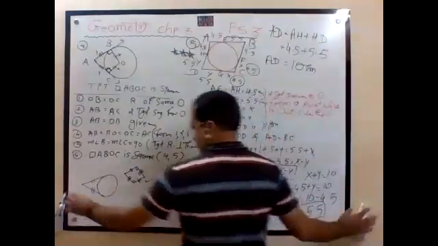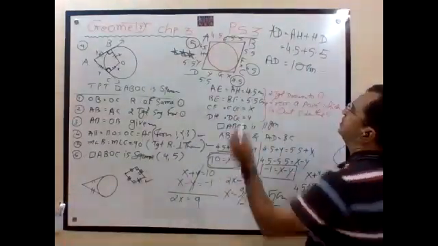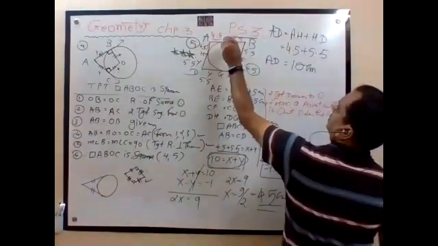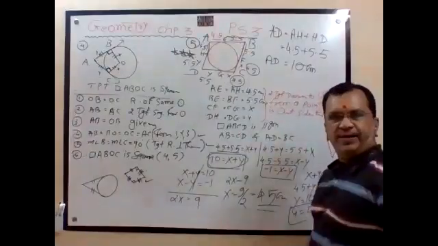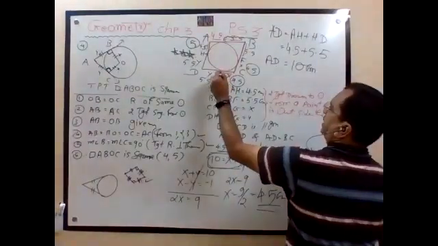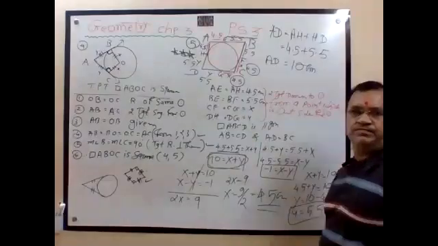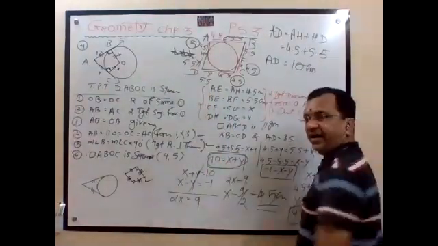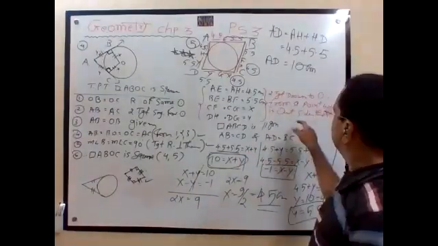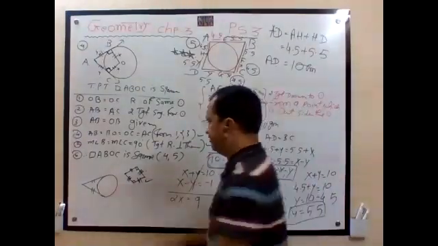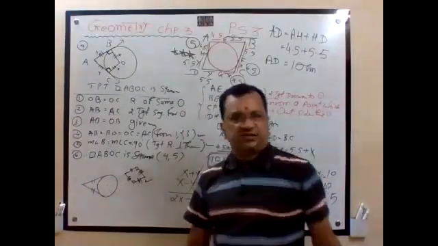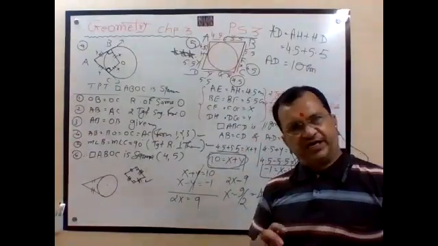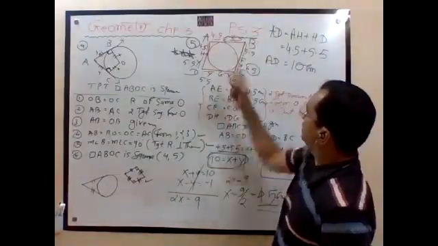Again, this is 4.5, so this is also 4.5. This is 5.5, so this is 5.5. This is X, so this is X. This is Y, so this is Y. Four pairs I have written equal. The reason is the same: from outside the circle, two tangent segments are drawn that are equal. These are equal, these are equal.